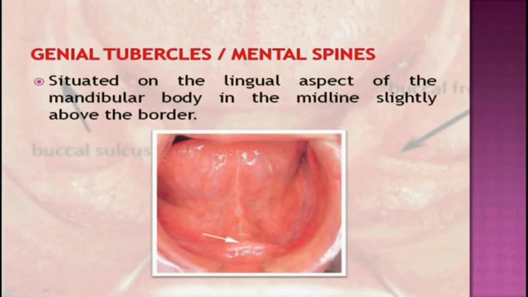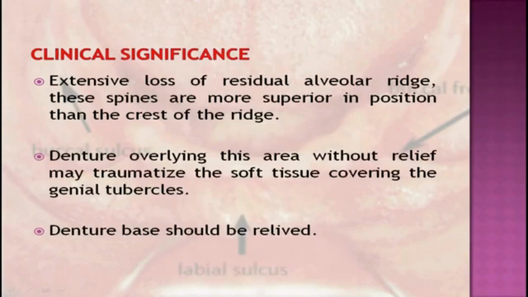Genial tubercles or mental spines. They are situated on the lingual aspect of the mandibular body in the midline, slightly above the border. Its clinical significance is that if the loss of the residual alveolar ridge is extensive, these spines are more superior in position than the crest of the ridge. Dentures overlying this area without relief may traumatize the soft tissue covering the genial tubercles. So the denture base should be relieved over this area.